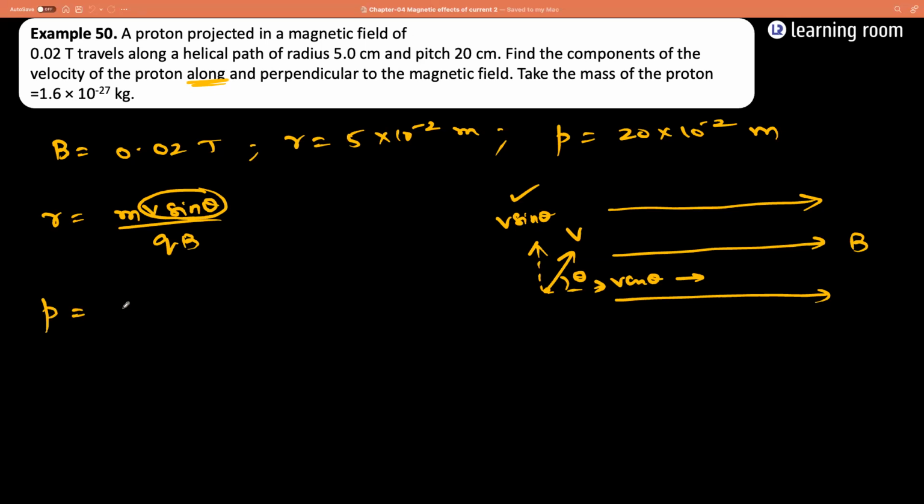So pitch will be equal to 2 pi m v cos theta divided by qB. So what is going to be pitch actually? Pitch is the horizontal component multiplied with the time period. So you need to find V cos theta. If you need to find V cos theta, that is the component along the direction of the magnetic field, which value are you supposed to use? You need to take the value of pitch. That's what they've given. Similarly, if you want to find the perpendicular component, that is V sin theta, they didn't ask you the angle. If you want V sin theta alone, you need to take the radius into consideration. Am I clear, guys?